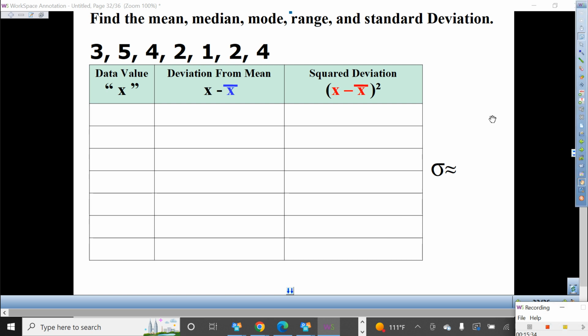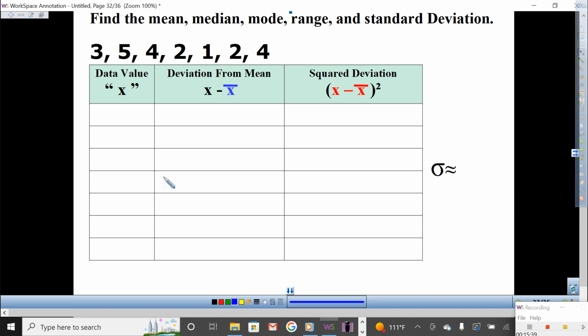Y'all ready? Here we go. First things first, let's organize this data here on the column of data value from least to greatest. All right, get us started. Jack? 1. Thank you. There you go.